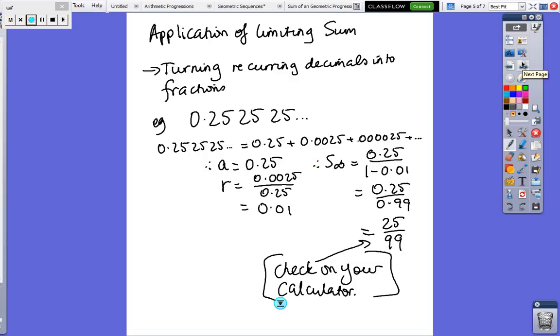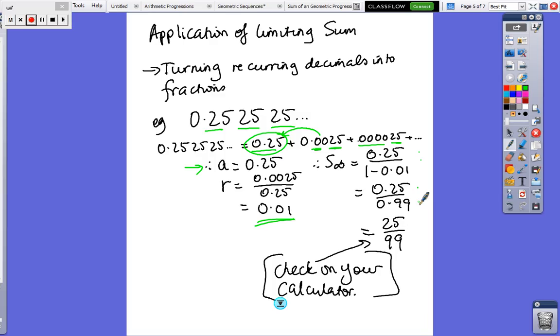Okay, so some of the applications of limiting sums are to do with recurring decimals. If I've got 0.252525, that's a recurring decimal, and if we break it up, there's the first 0.25, there's the second 0.25, but we've passed 2 places to get there. There's the next 0.25, but I've passed 4 places to get there. So what we have is a GP. To find the value of r, just divide those 2 terms, and you get 0.01. So a over 1 - r is 0.25 over 0.99.